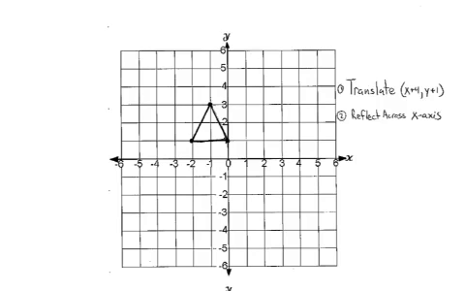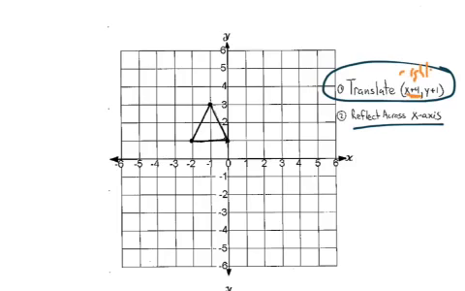Okay, so here we have a triangle, and we have the following rules. We want to first translate this object, x plus 4 and y plus 1. Then we're going to reflect it across the x-axis. So we're going to have multiple moves for this object. The first thing I want to do is follow the rules for my translation, which is x plus 4. And x plus 4 means go right. And y plus 1 means go up.